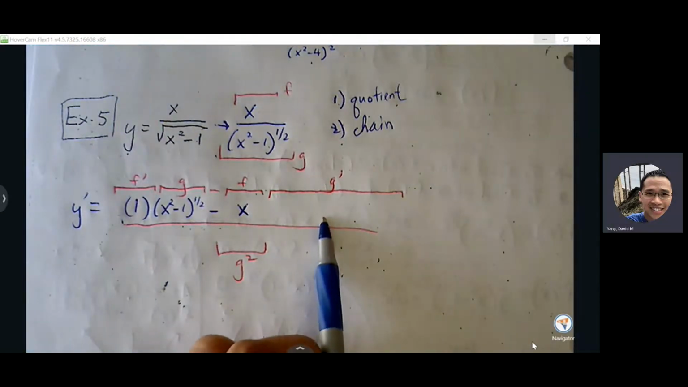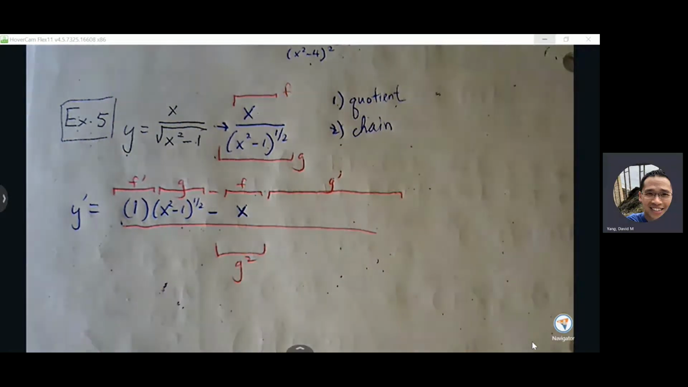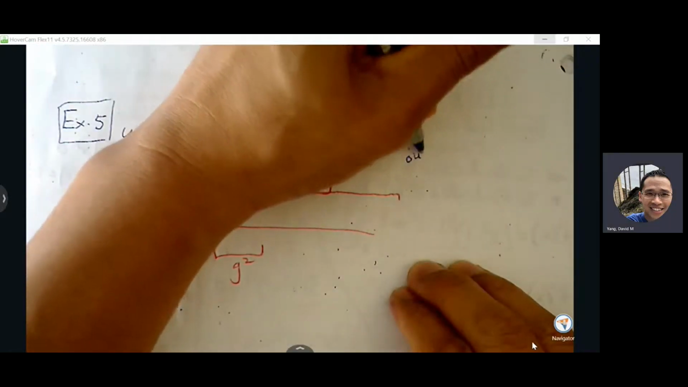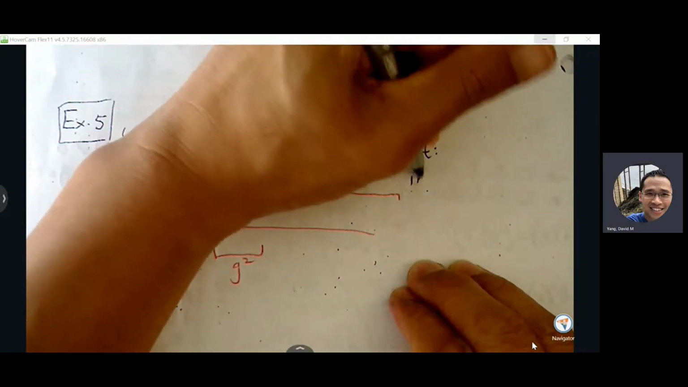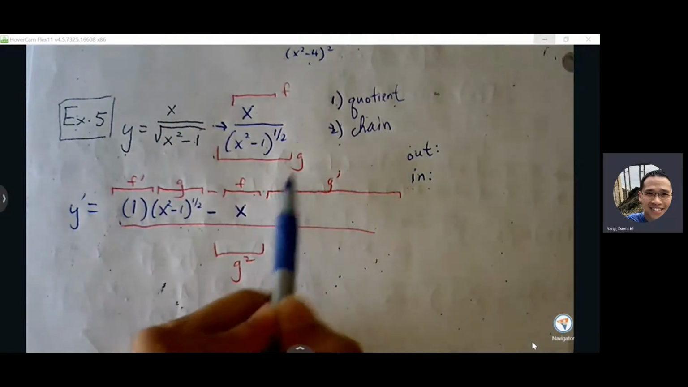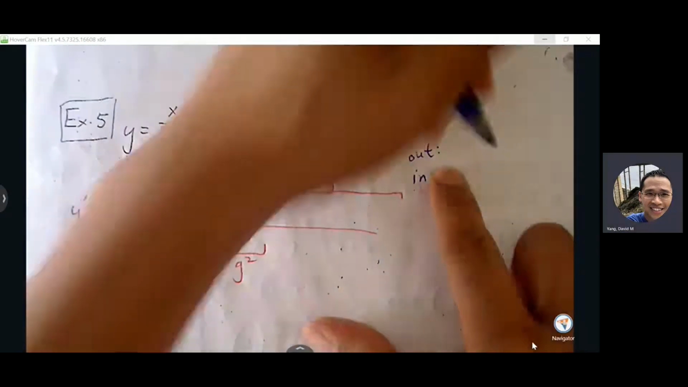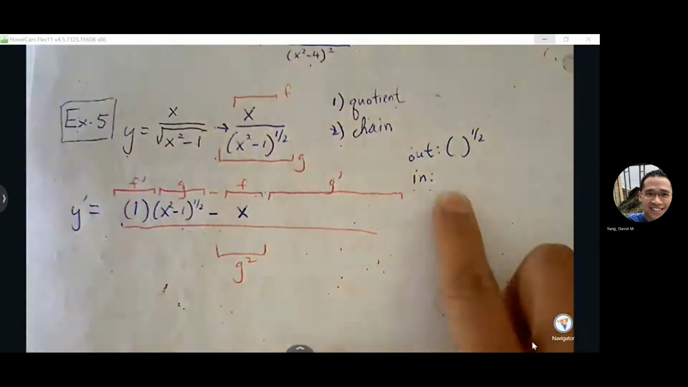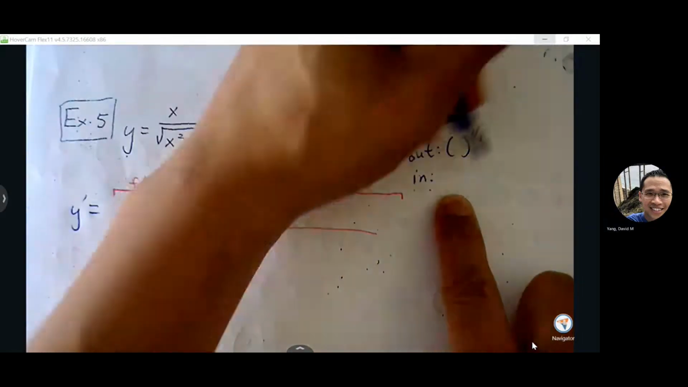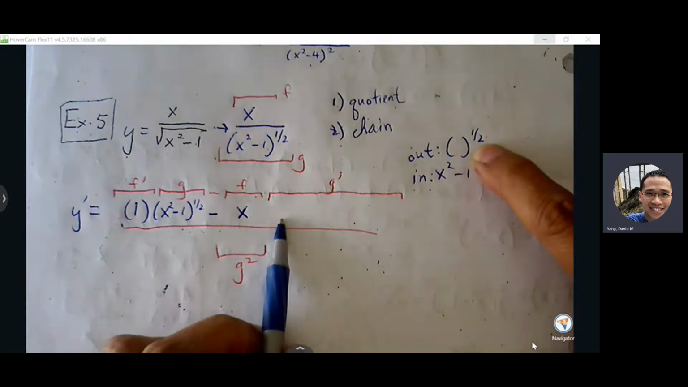Okay, so now when we reach G prime, now we have to involve what? Chain rule. So now we've got to involve chain rule. So we're going to identify outside and inside and do a mini problem just within this space here. Okay, what's my outside portion? My inside portion. Okay, so let's go through chain rule. Outside first.